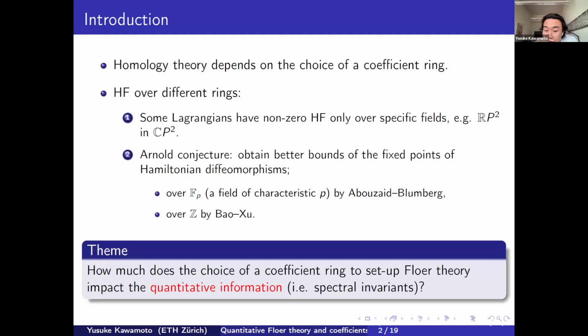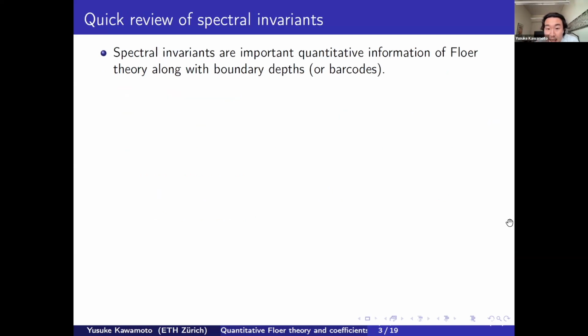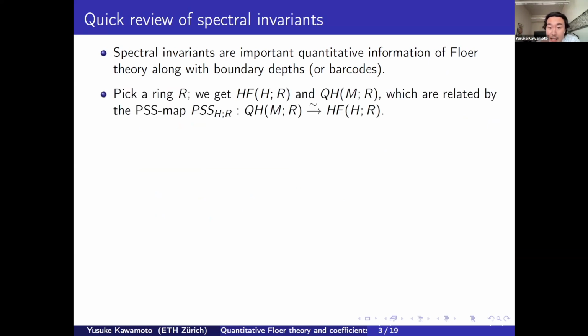So the theme of this talk is to study how much the choice of the coefficient ring to set up Floer homology influences the quantitative information of Floer homology, so mainly spectral invariants. And I'll give a quick review of spectral invariants. They're important invariants in symplectic topology, and they're defined in the following way.